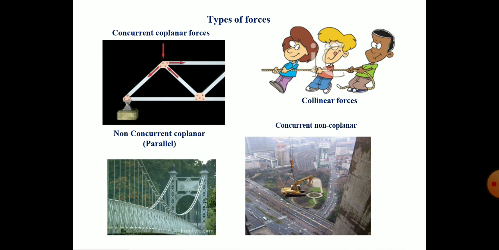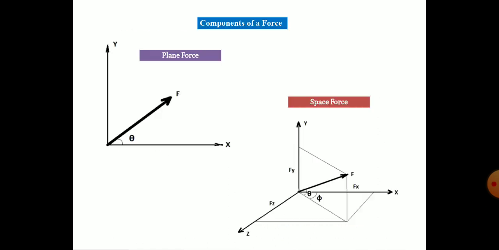Collinear forces means a number of forces acting in the same line of action. Non-concurrent coplanar means a number of forces acting randomly in a single plane. It is called non-concurrent coplanar or parallel forces. Then concurrent non-coplanar means forces acting on several planes, but passing through the same point.